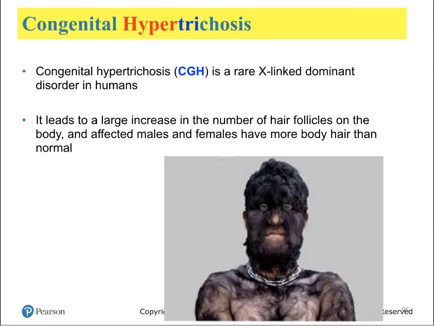A famous example of an X-linked dominant allele is something known as congenital hypertrichosis, also colloquially known as werewolf syndrome. It causes the afflicted individual to have extra hair follicles all over their body that produce hair continuously. And the affected males or females have more body hair than normal, as you can see here.